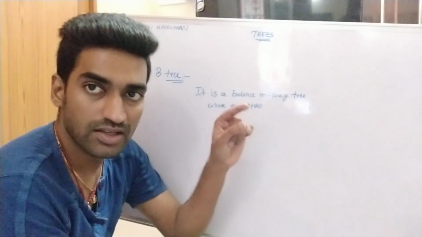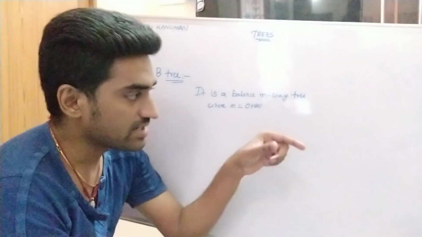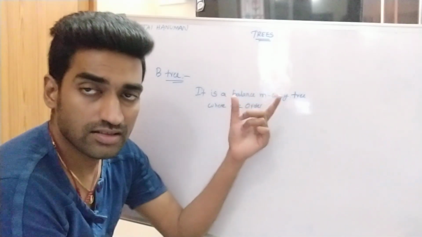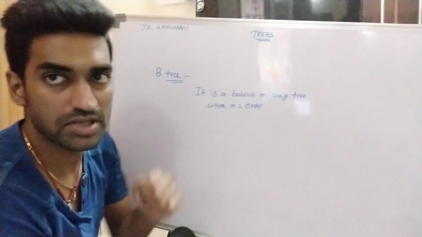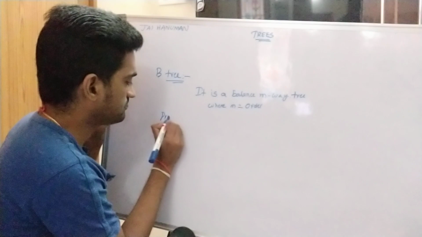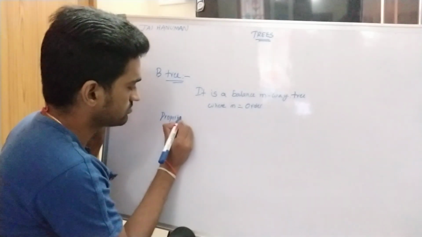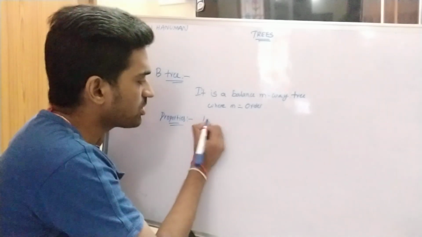What is that property? Left children are always less when compared to the root, and right children are always greater than the root. That property is satisfied by B trees. Now we are discussing the properties of B trees.